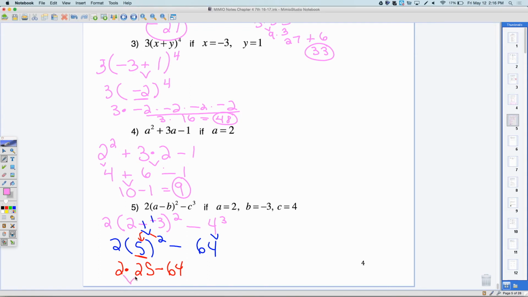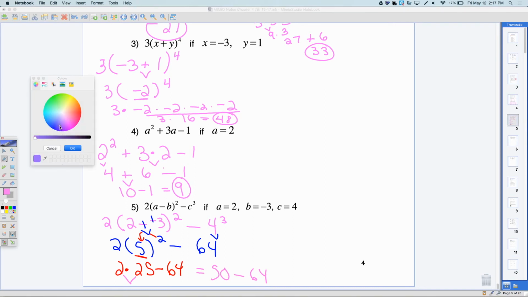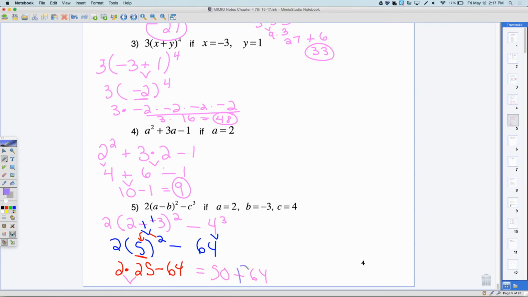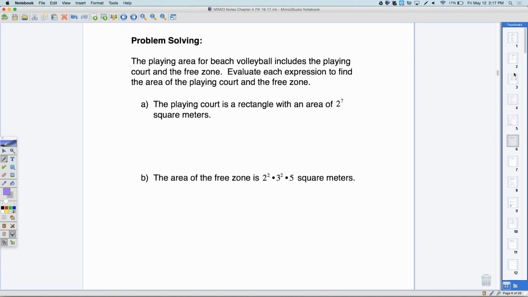Next, we have to do multiplication. So it's 2 times 25, and I'm going to slide it off to the side, which is 50, minus 64. It's a subtraction problem, so we have to change it to add in the opposite. Now, different signs, take the sign of the larger number and subtract 64 minus 50 to give you negative 14. Okay, last example in the notes.